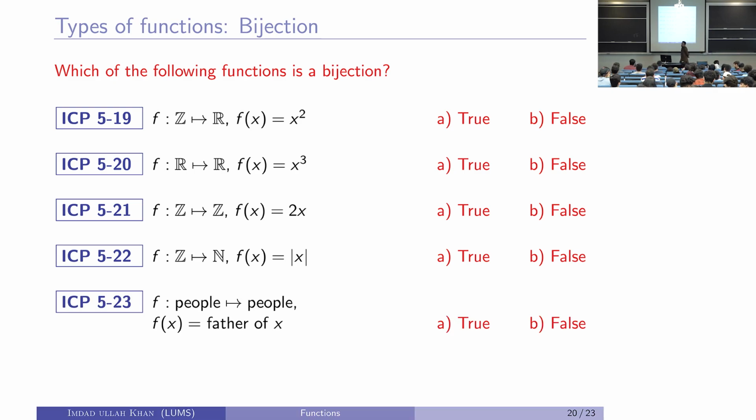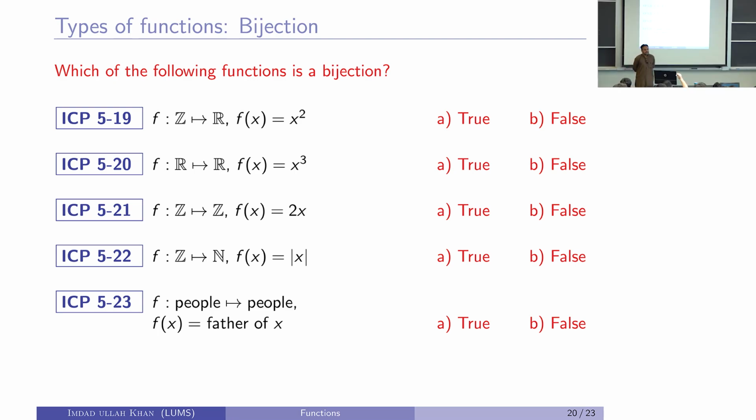f from people to people, is this a bijection? Why not? Is this a bijection? Why not? Why not one-to-one? Why is this not one-to-one?